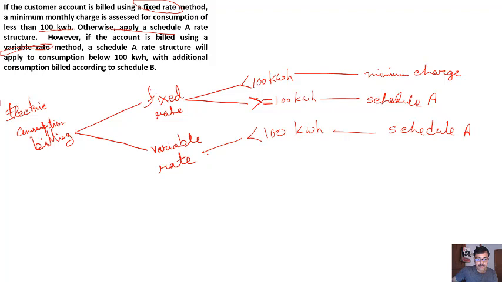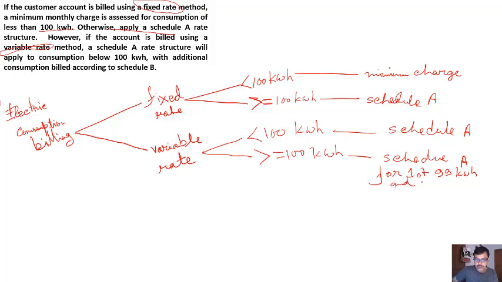That means if it is greater than or equal to 100 kilowatt per hour, then schedule A for the first 99 kilowatt, and schedule B for above 100, sorry, for greater than or equal to 100 kilowatt per hour.